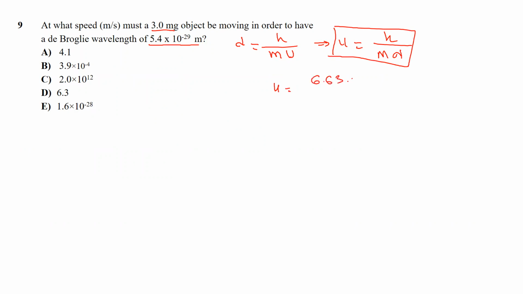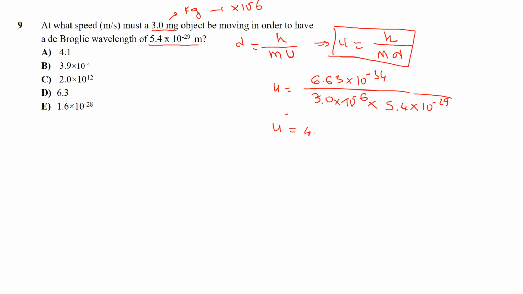h is 6.63 times 10 to the power minus 34. Don't forget to convert milligram to kilogram by multiplying by 10 to the power minus 6. So we have 3.0 times 10 to the power minus 6, because it's minus 3 for gram and then another minus 3 for kilogram, multiplied by lambda, 5.4 times 10 to the power minus 29. And u is equal to 4.1 with 2 significant figures, meters per second. So our answer is A.